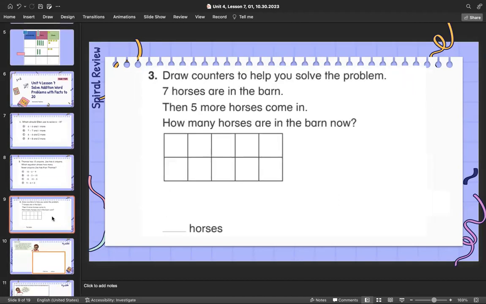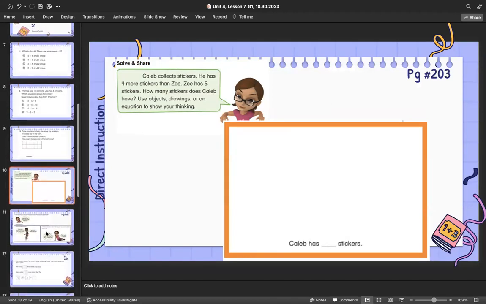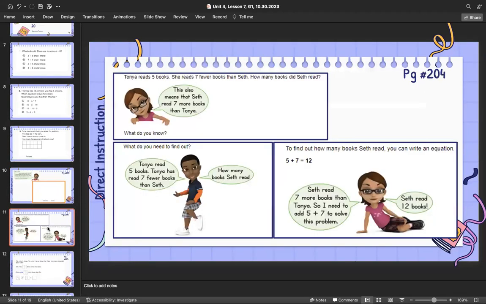Again, you have your tens blocks. You can use these, or you can use your tens and ones chart. Pause and work it out with your learning coach. If you want to go deeper into solving different equations with the direct instruction, pause and work it out with your learning coach. Here again, just pause and work with your learning coach.